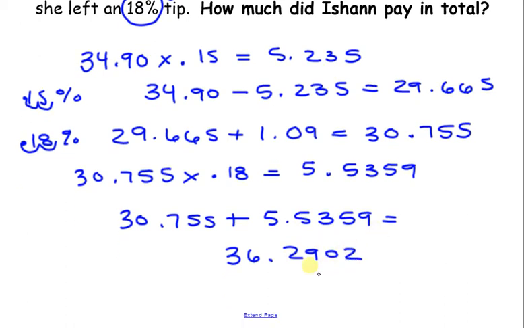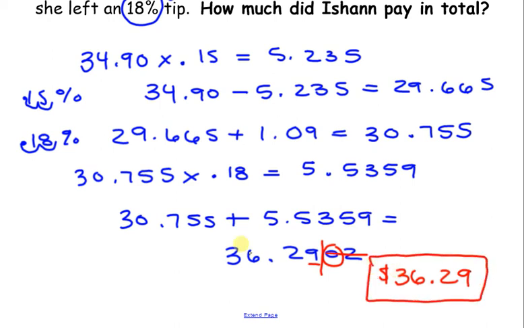Let's round it up. Here's our hundredths place. And here's our stick. Here's our circle. 0 tells us to stay the same. So her total bill is going to be $36.29. And that is with a discount, a cookie, and with a tip.